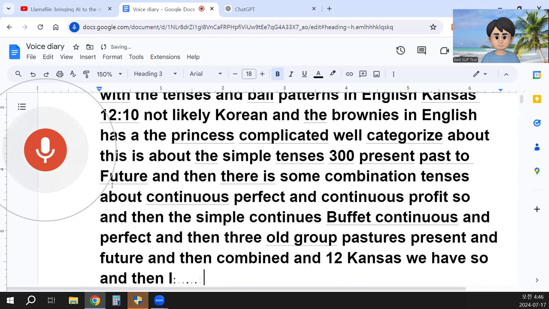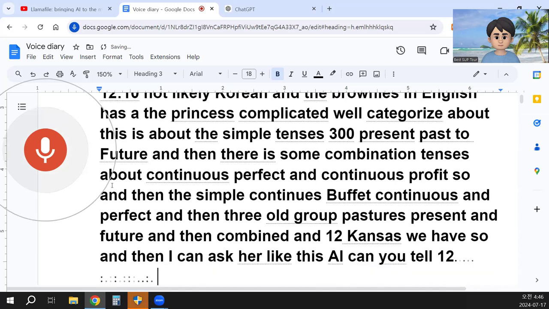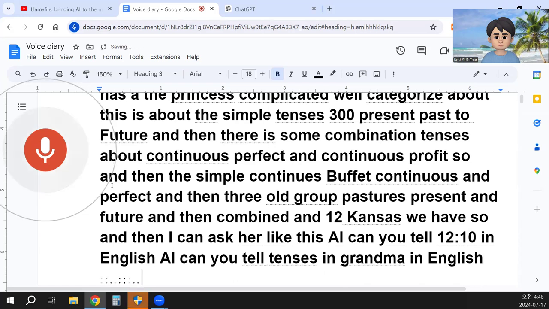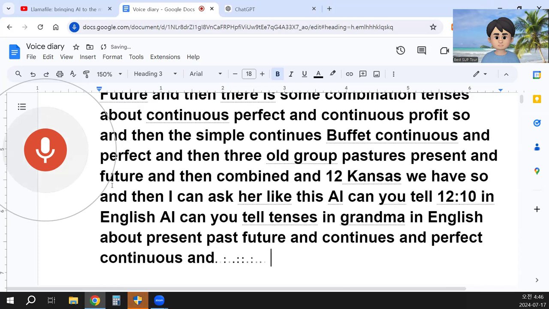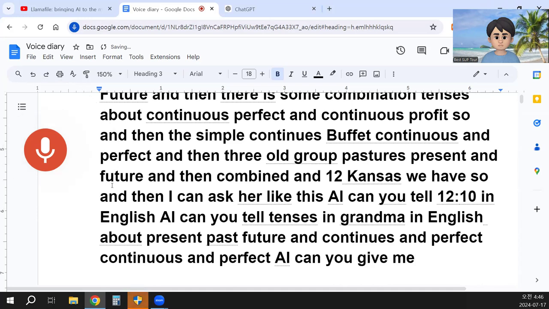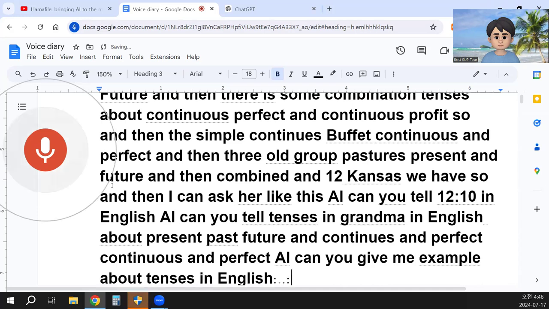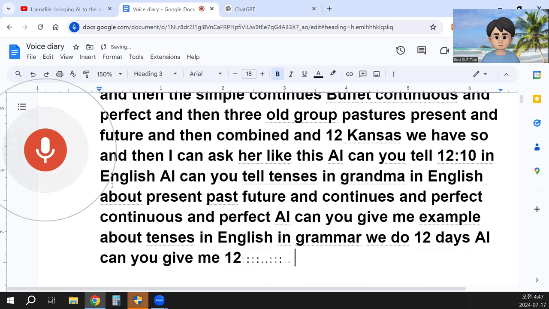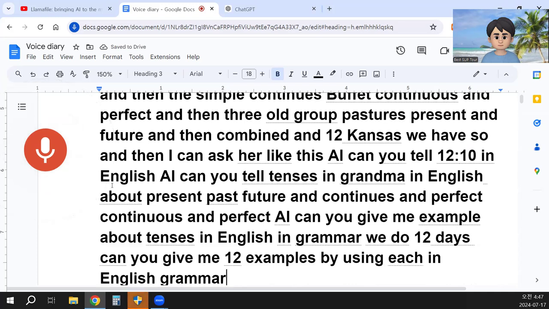So I can ask like this: AI, can you tell the 12 tenses in English grammar? About present, past, future, and continuous and perfect, continuous and perfect. AI, can you give me examples about tenses in English grammar, with the 12 tenses? AI, can you give me 12 examples by using each tense in English grammar? About tense.